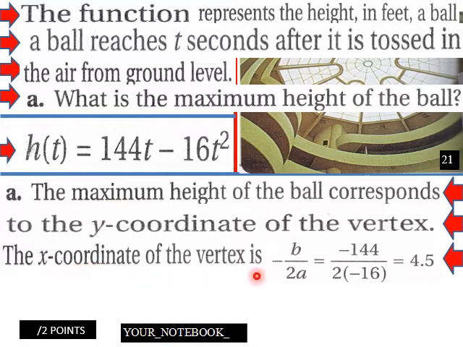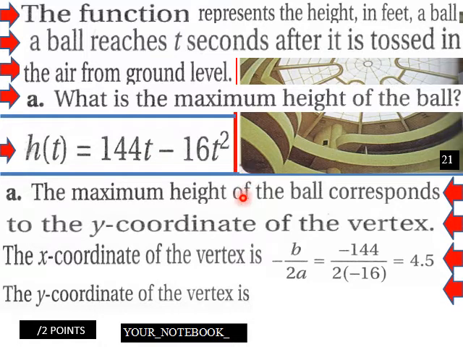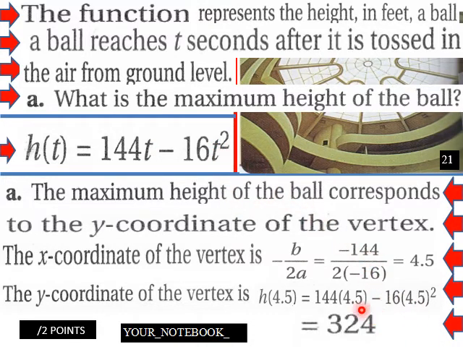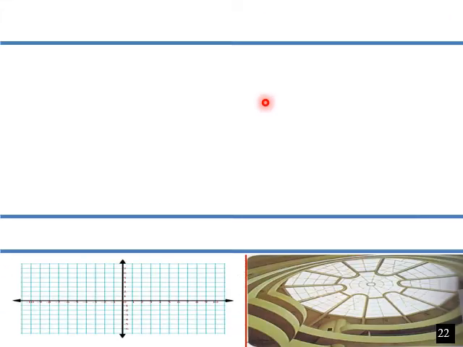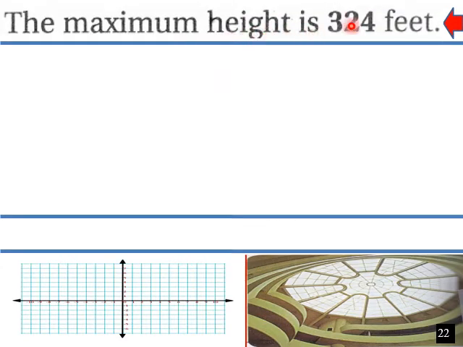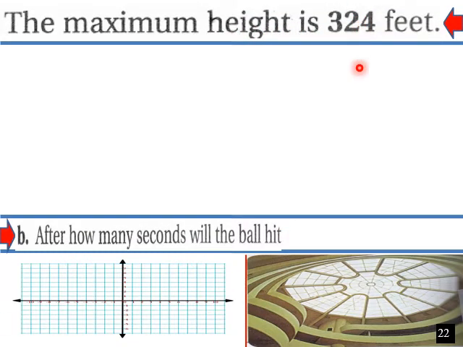The x-coordinate, negative b over 2a, is 4.5. When we plug in our values, the x-coordinate of the vertex is 4.5. Now we plug that back into our original. The y-coordinate would be h of 4.5 equals 144 times 4.5 minus 16 times 4.5 squared. That gives us a y-coordinate of 324. So the maximum height will be 324 feet.